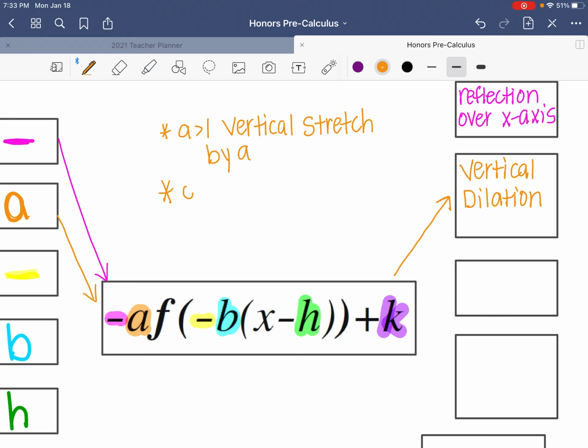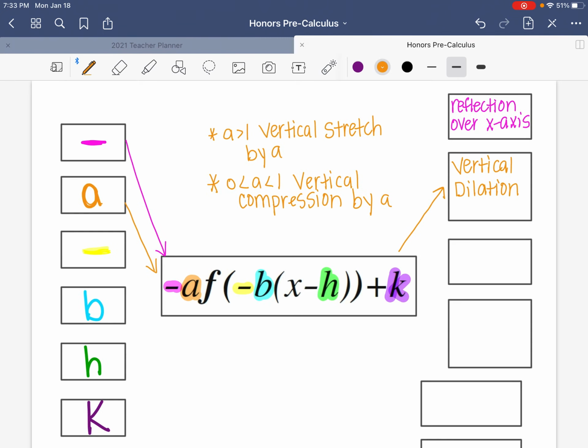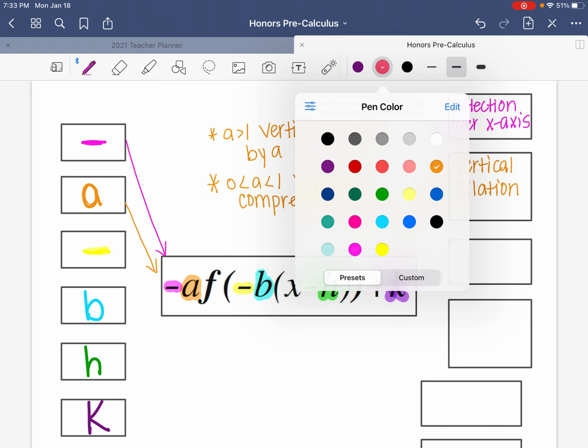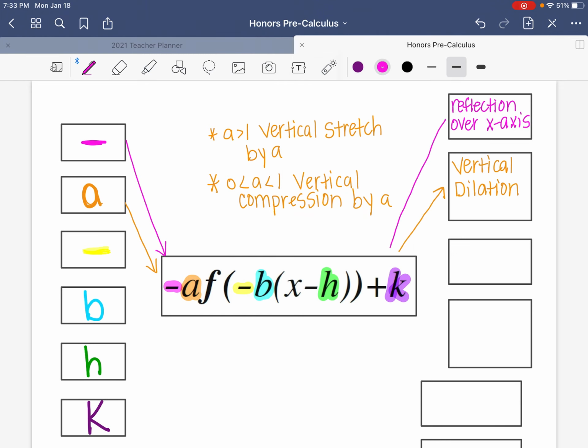A vertical stretch will actually make it look skinnier, because if I stretch it vertically, that means that I'm going to stretch out the top and the bottom, which will make it look skinnier. But it's going to be a vertical stretch by the a value. Now, if I have a value that's between 0 and 1, then that is considered to be a vertical compression, and that vertical compression is by the same value. Okay, so again, we have the negative and the a in front. One is going to be a reflection, one is going to be a dilation.